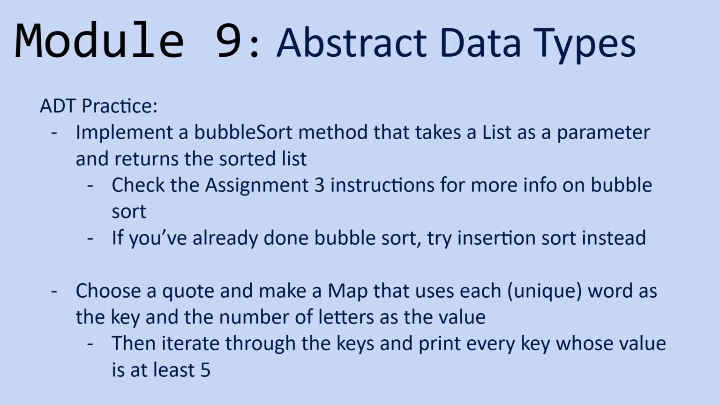And then if you want to practice iterating through the values or keys in a map, you could iterate through the keys or the key set, which we talked about earlier, and then print every key whose value is at least 5. So none of the short words. Just the ones whose length is 5, or you could choose a different number. Doesn't matter. Cool. And then now for exam 3 review.